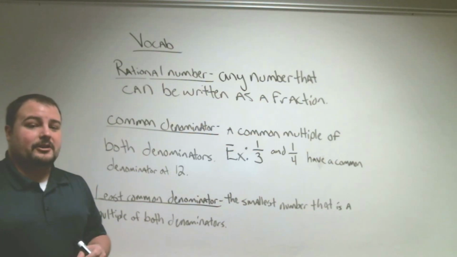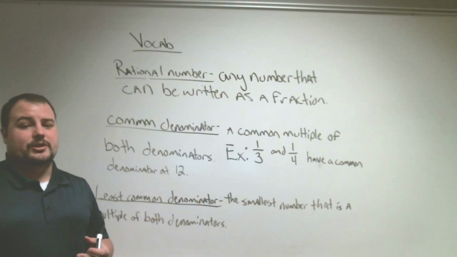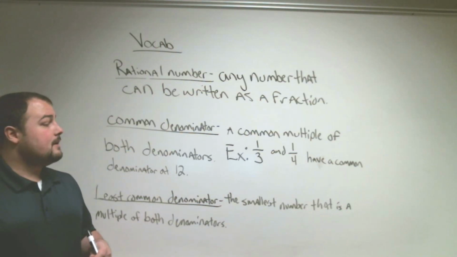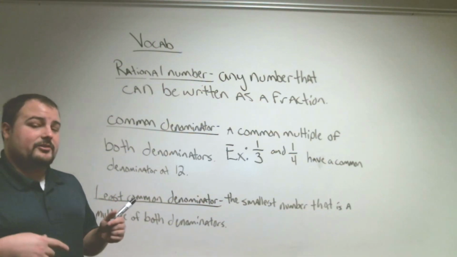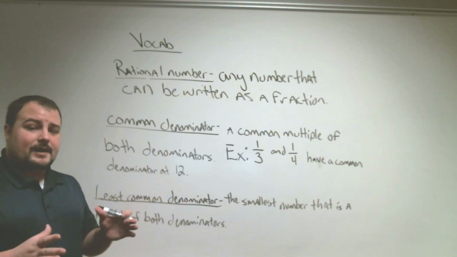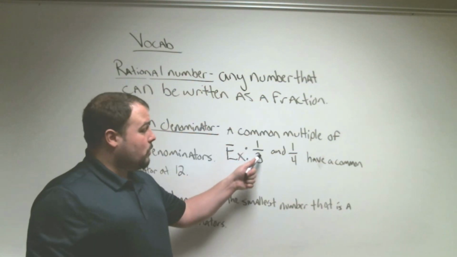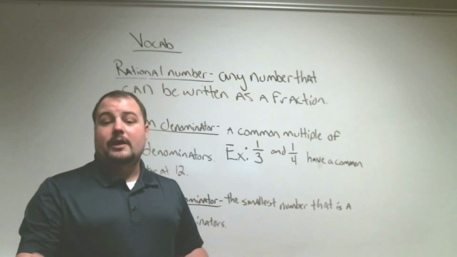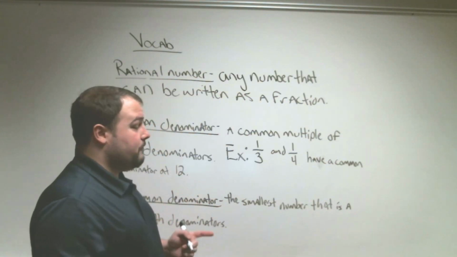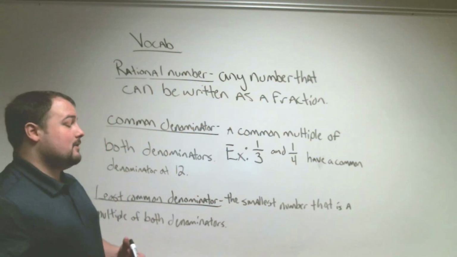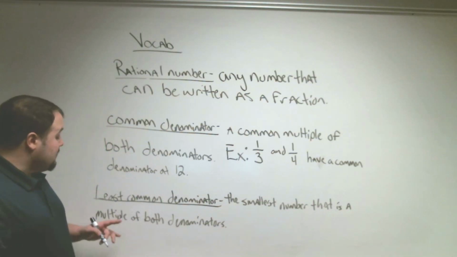We have common denominator. Common denominator is when we take a fraction, we make it so that the bottom, or the denominator, becomes the same. So common denominators are multiples of the bottom that make the two answers the same. So if I had the fractions 1/3 and 1/4, they would have a common denominator of 12 because 3 will multiply to 12 and 4 will multiply to 12.